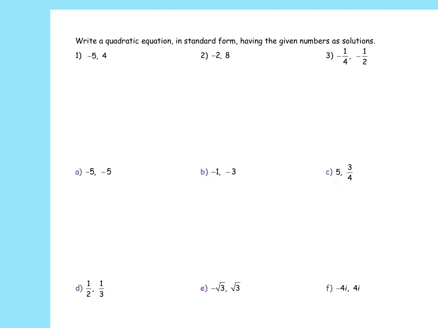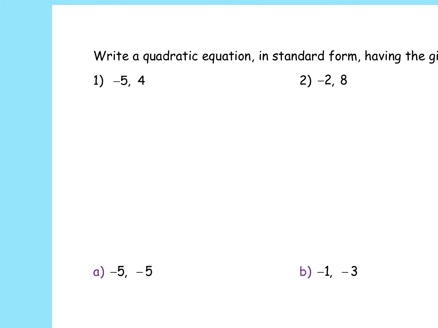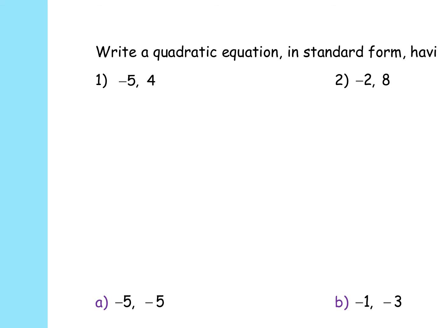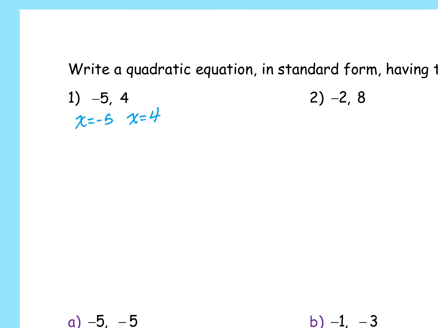So we're going to write a quadratic equation in standard form, having the given numbers as solutions. So basically, these are what my x equals. I've solved the equation using whatever method there is, and what I got was x equals -5 and x equals 4. And I want to find out what my original quadratic equation is. I want to write it in standard form, which says ax squared plus bx plus c equals 0. So that's what I want to do.